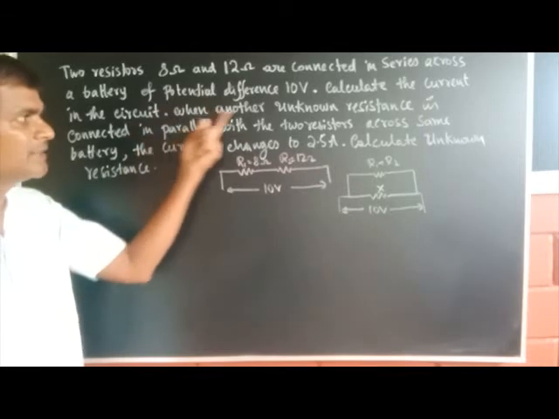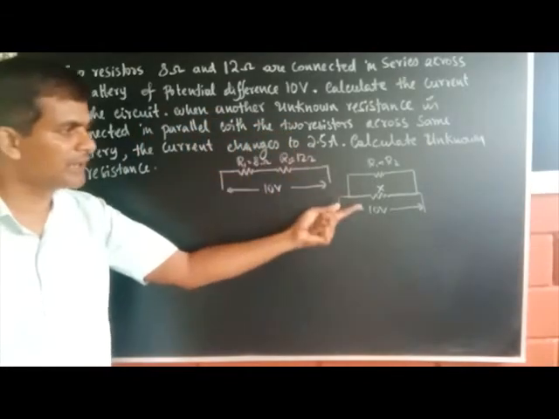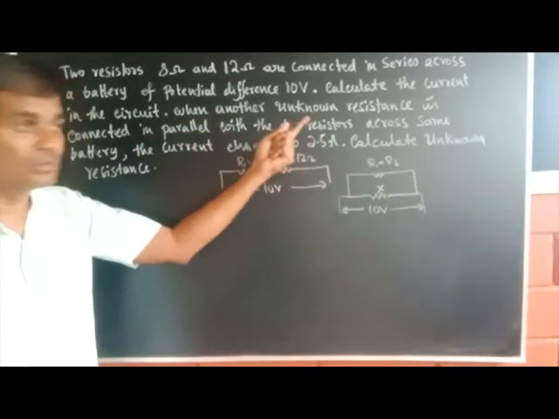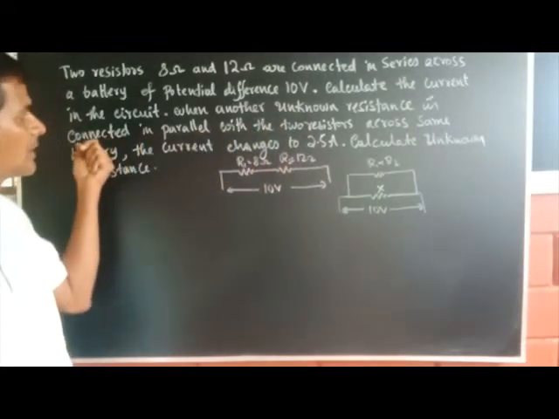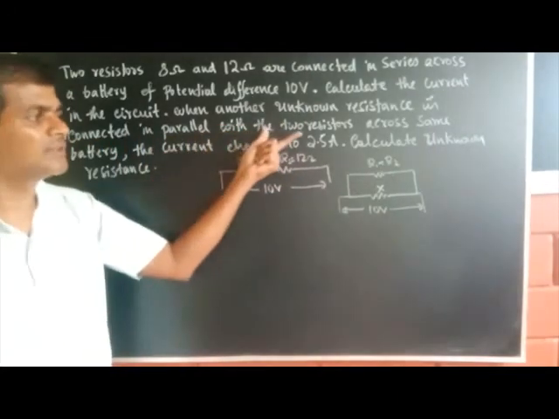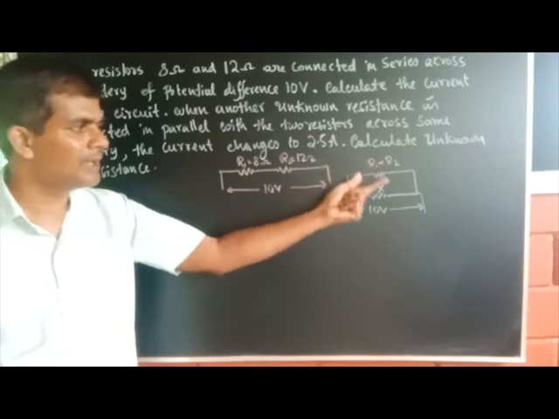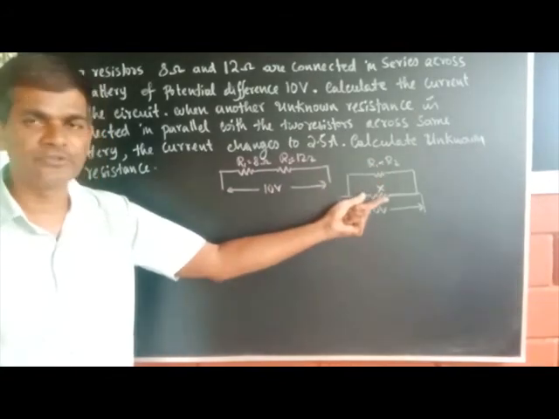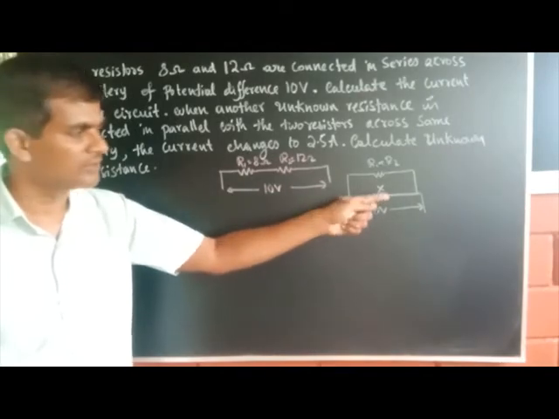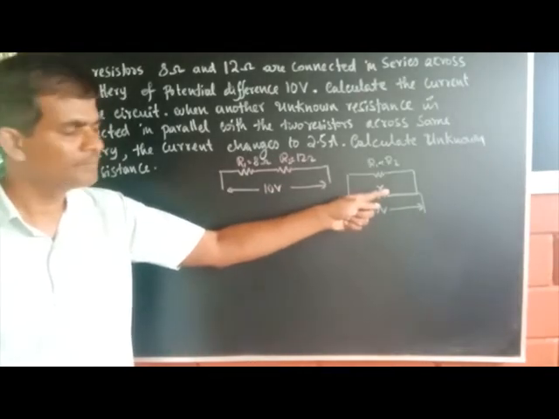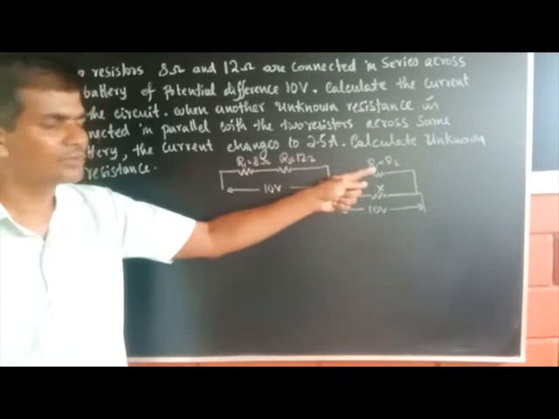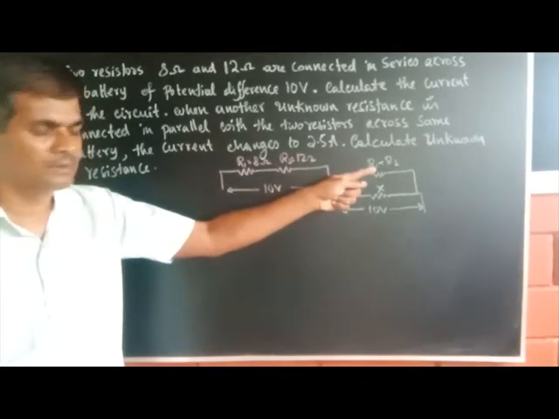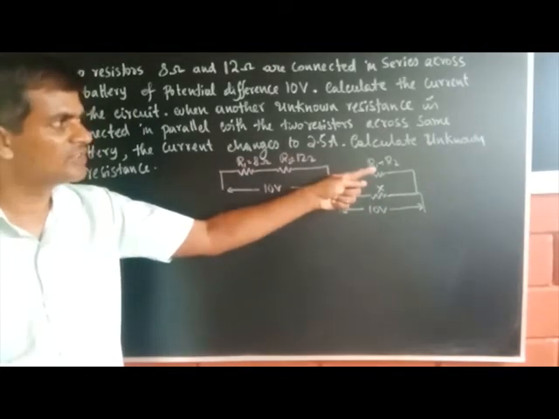And also calculate the current when another resistance of unknown value is connected in parallel with the two resistors. Another resistance is connected in parallel to these two resistors. Whose resistance is unknown, let us take the resistance as X. The unknown resistance is connected in parallel with the two resistances in series.